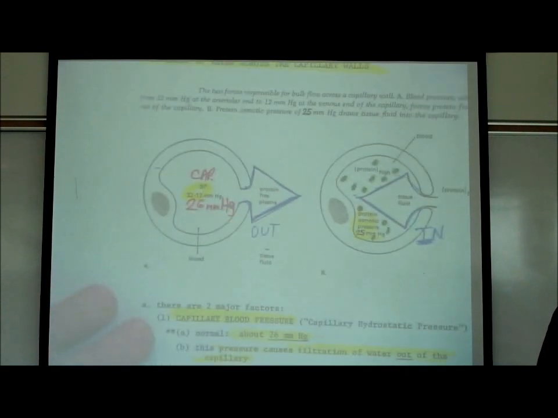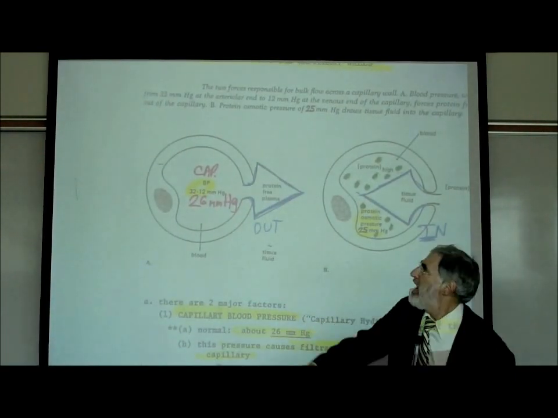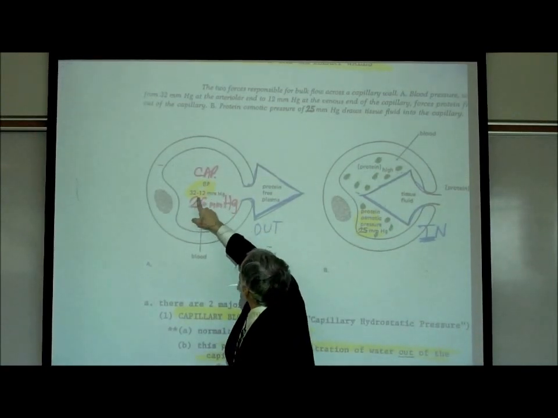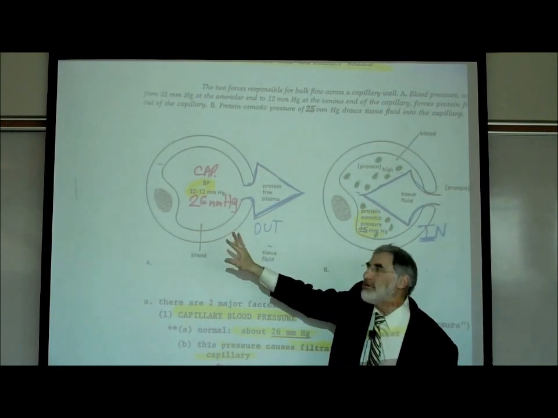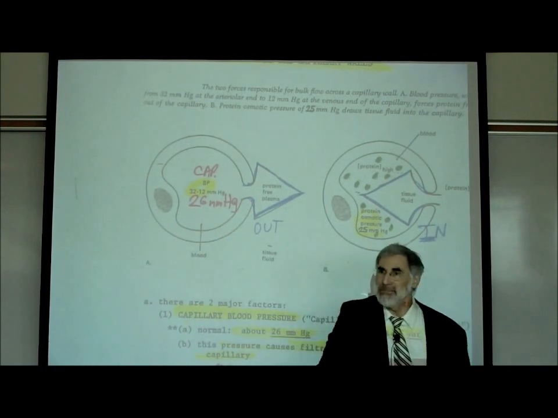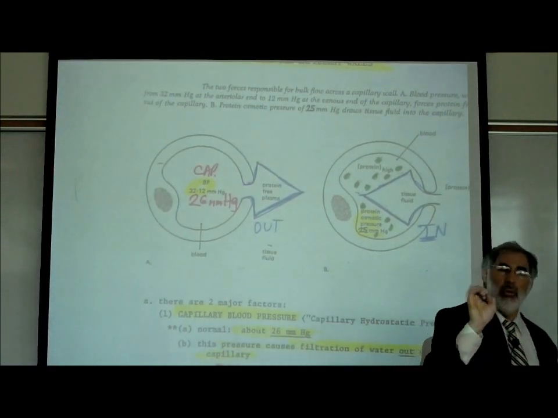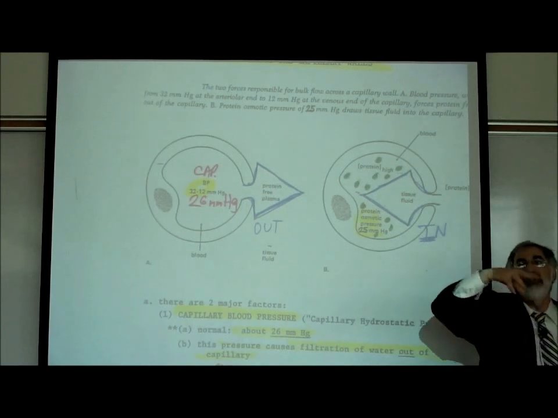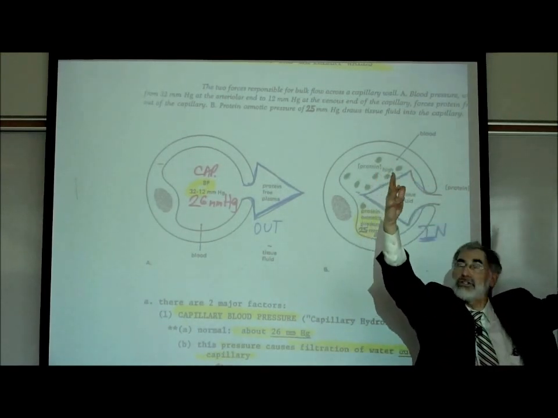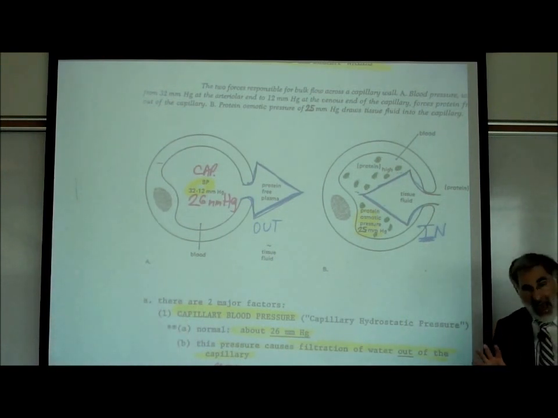In this picture right here, this is showing a cross-section through a capillary, and it's indicating that the blood pressure in the capillary, which can range from 32 to 12, but we're going to say 26, is causing water to squirt out. Just like the water pressure in a garden hose that has holes in it, the water pressure will cause water to squirt out of that garden hose. Okay, so that's one factor.